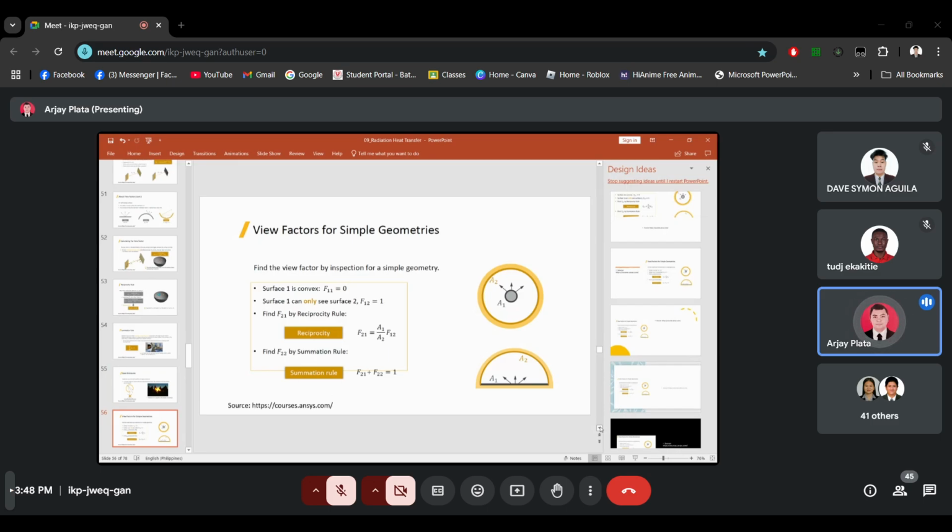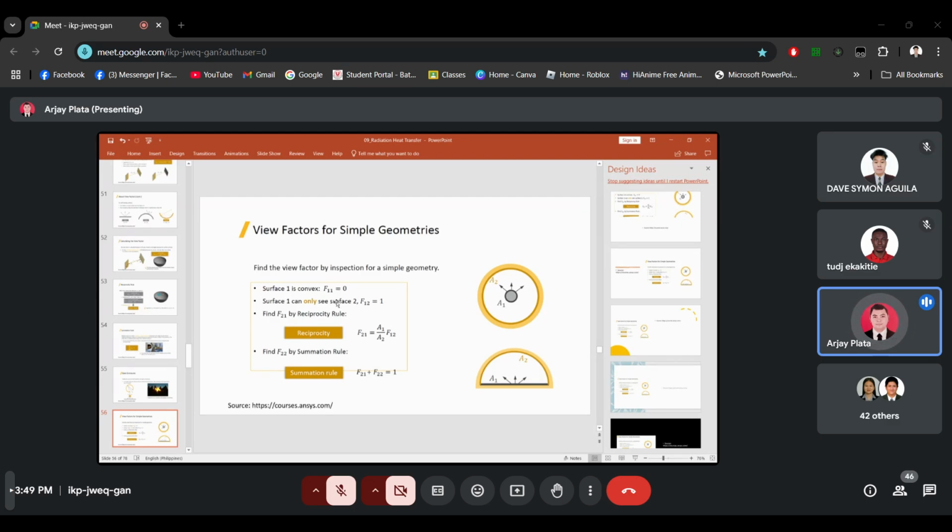For example, find the view factor by inspection for a simple geometry. The first one is a circle. It transmits radiation to the bigger surface of the same shape or geometry. Surface 1 is convex, this one. So F11 equals 0. Surface 1 can only see surface 2, so F12 equals 1.